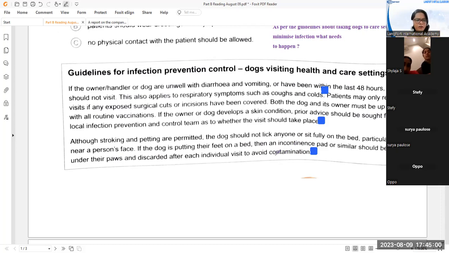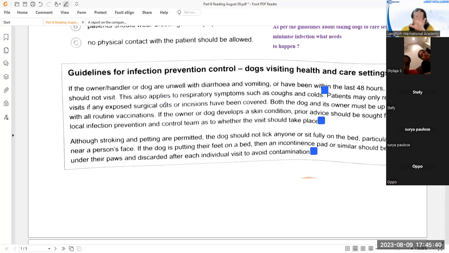So when the dog visits, you can put your hands on the dog, you can pet it, but the dog should not be allowed to lick anyone, or sit on the bed, especially near a person's face. And if the dog puts its feet on the bed, then you need to use an incontinence pad or something similar under the paw, under the feet of the dog. That area is called the paw. Under the paw, they need to keep an incontinence pad to prevent contact, and that pad should be discarded after each individual visit to avoid contamination.